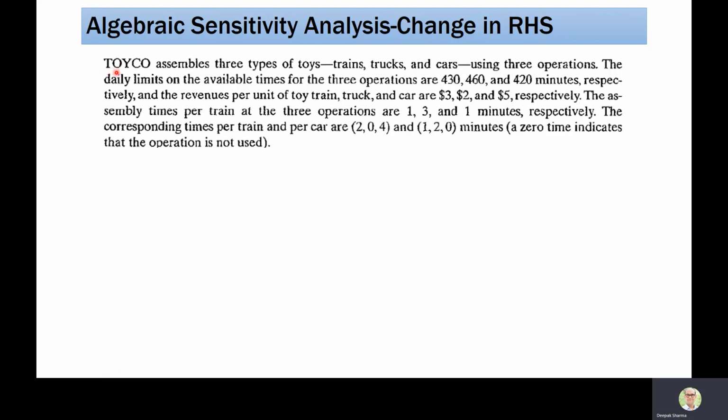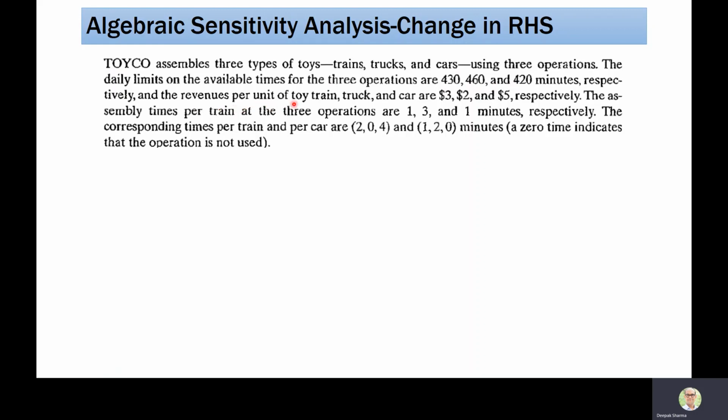Suppose we have a company called Toyco, which assembles three types of toys. One is train, another is truck, and the third one is the car. So three types of toys are there, and they are getting assembled using three operations. Now the daily limits on the available time for these operations are given as 430, 460, and 420 minutes. If we say the daily limit, it means that it is going to be the constraint on those operations.